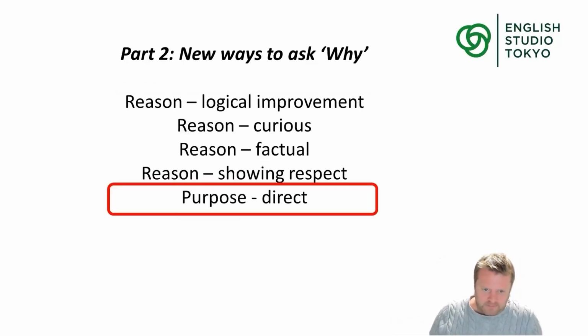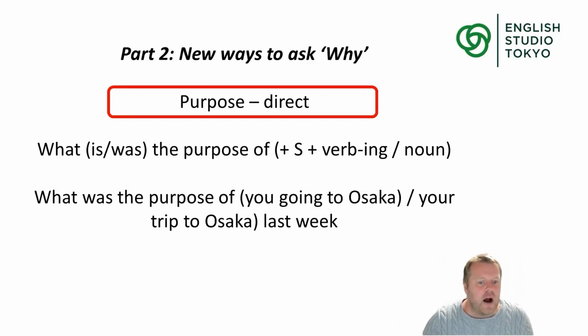All right, last one, purpose. This is going to be a little bit direct. So direct means not rude, but straight to the point, nice and simple. We're going to say, what's the purpose of? And that's it. It's not rocket science. So change the word why. Instead of asking why about purpose, ask what is the purpose of doing something, or what is the purpose of a noun, or what was the purpose of doing something, or what was the purpose of a noun.